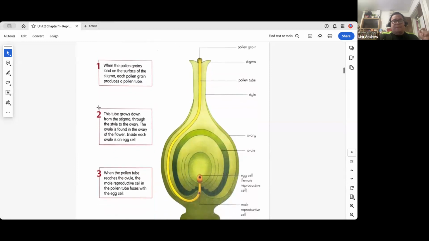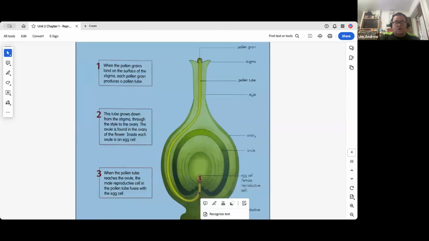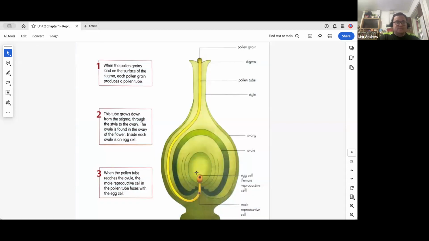Step 1. When the pollen grains land on the surface of the stigma, each pollen grain produces a pollen tube. The tube grows down from the stigma through the style to the ovary, and the ovules are found in the ovary of the flower. Inside each ovule is an egg cell. So when this pollen grain gets stuck on the stigma, it will grow a long pollen tube all the way to the ovary, all right?